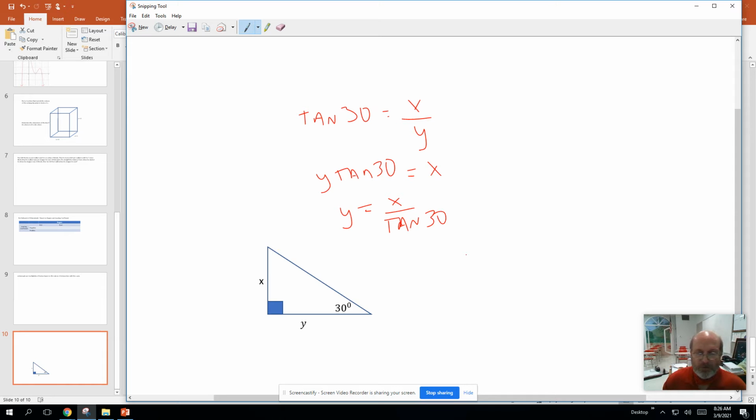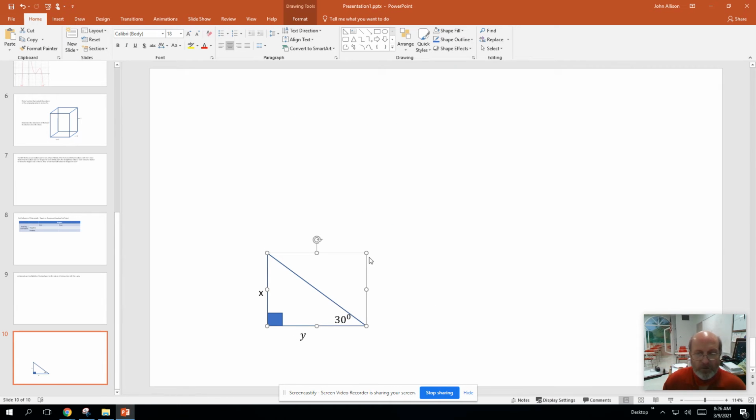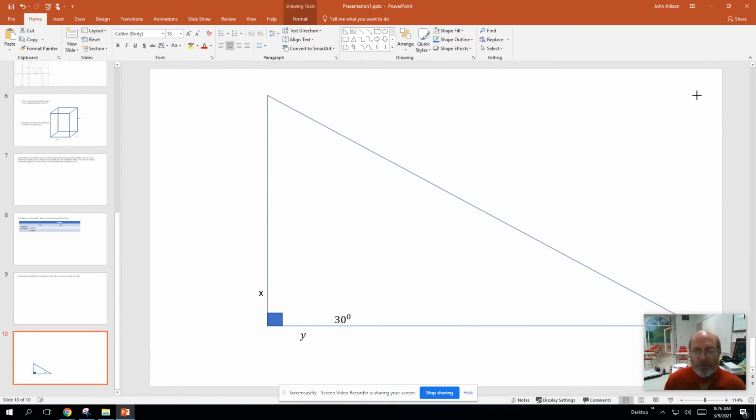And what you can see is if we let x get small, the smaller we let x get, the smaller y gets. We can let x get almost to 0 and still maintain this 30, 60, 90 triangle. Or we can make x as large as we want and still maintain this 30, 60, 90 triangle.